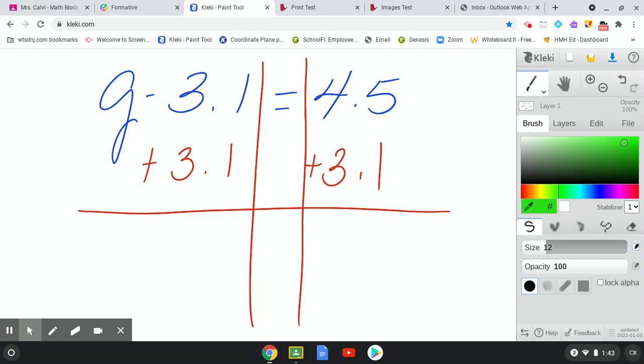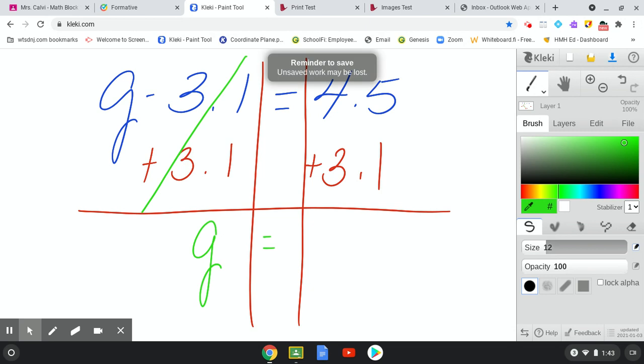The 3.1s on the left will cancel, and we have our variable by itself. That's exactly what we want because we are solving for the value of the variable. And then we are going to add. Remember, when we add and subtract decimals, we must line the decimal up. So here we're going to add 5 and 1 is 6. Drop down the decimal. 4 plus 3 is 7. So our final answer is g is equal to 7.6.